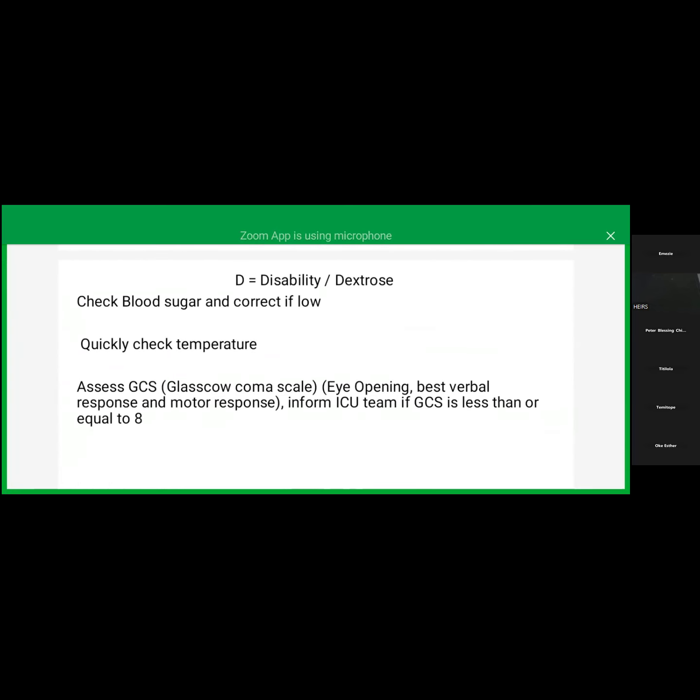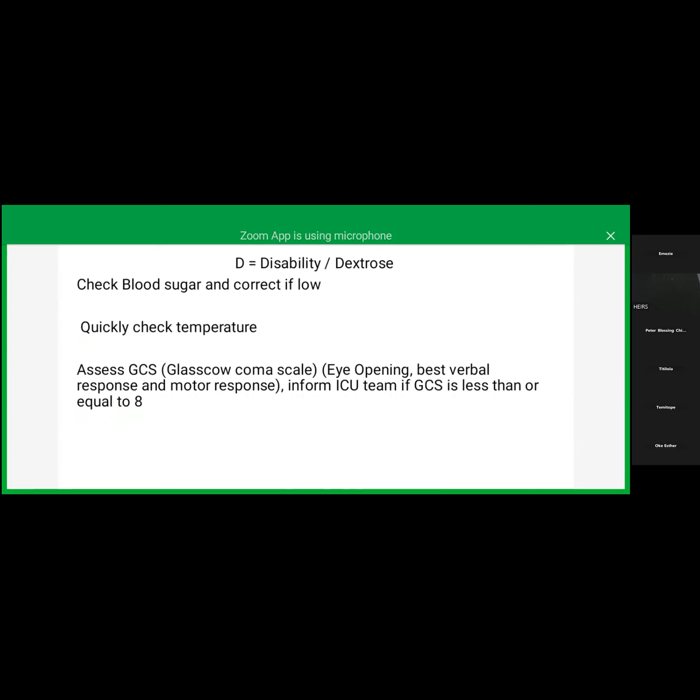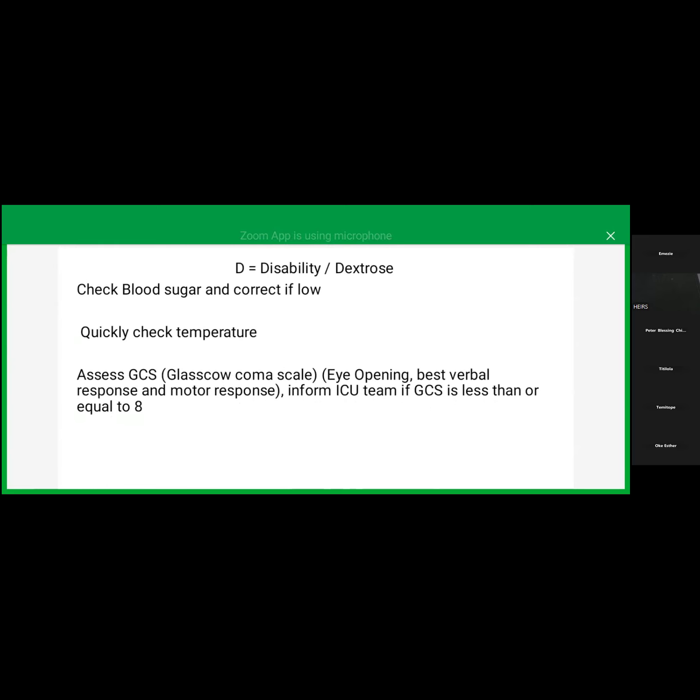Okay, so in disability, what we do is also a little bit straightforward. The two important things we need to do in disability, as you know, dextrose means sugar, the blood sugar. Either you call it glucose or you call it dextrose. One of the two important things you need to do in this D part is to quickly check the blood sugar. Remember, most of the patients you might encounter, their problem might fall in D, not in A, not in B, not in C, but in D.